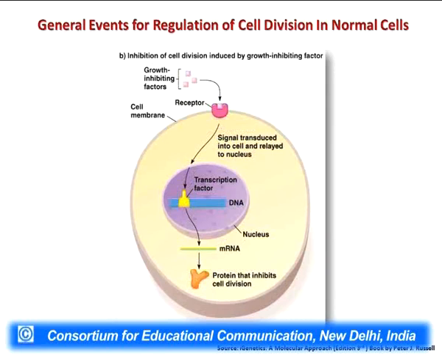Now, a similar thing happens in the regulation of cell division, where cell division inhibition occurs. When the cell doesn't want to divide, there are lots of growth inhibiting factors. They bind to the receptor. These receptors activate certain proteins or transcription factors, which transcribe and translate the DNA or the RNA, and subsequently the proteins which block cell division are synthesized, and the cell is unable to move into the cell division phase. So the cell is not dividing at that particular time.